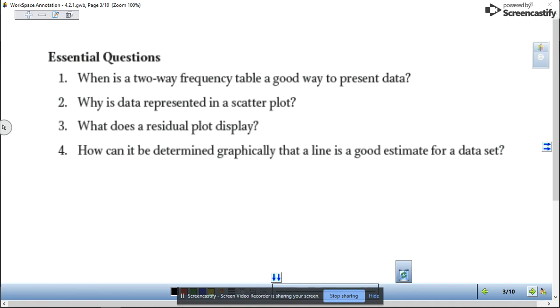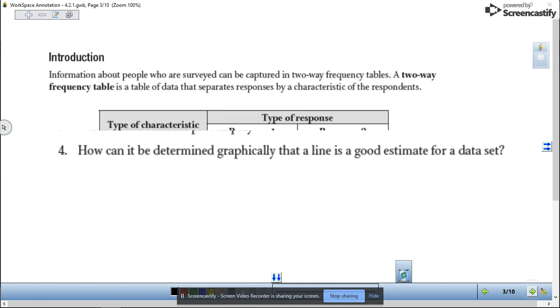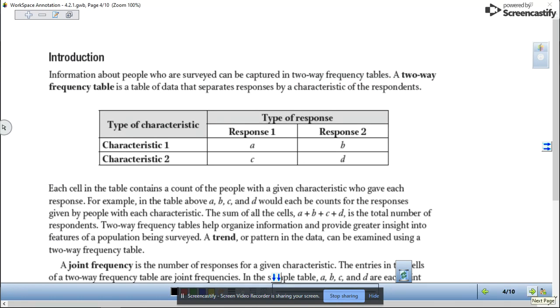So here's some essential questions. Pause, read those, think about them for a second. Here we go. Information about people who are surveyed can be captured in a two-way frequency table. A two-way frequency table is a table of data that separates responses by characteristics of the respondents. We'll get into what all that means. Don't worry too much about it.